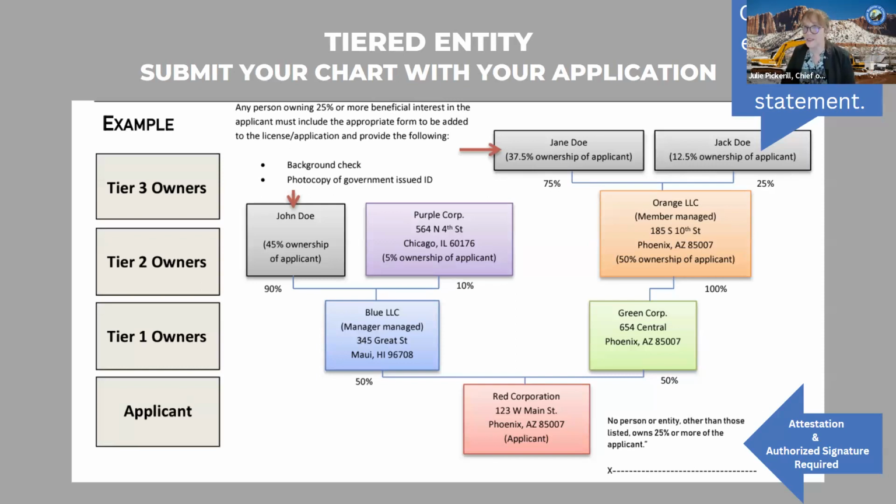This document is on our website, so you can find that on our forms page, and you would have to draw it out or map it out yourself, depending on what your tiered ownership looks like. And then Jesse just included it in the docs in the chat.